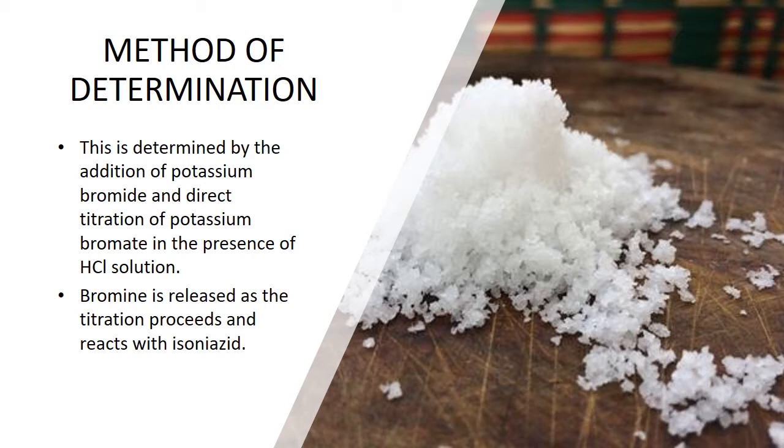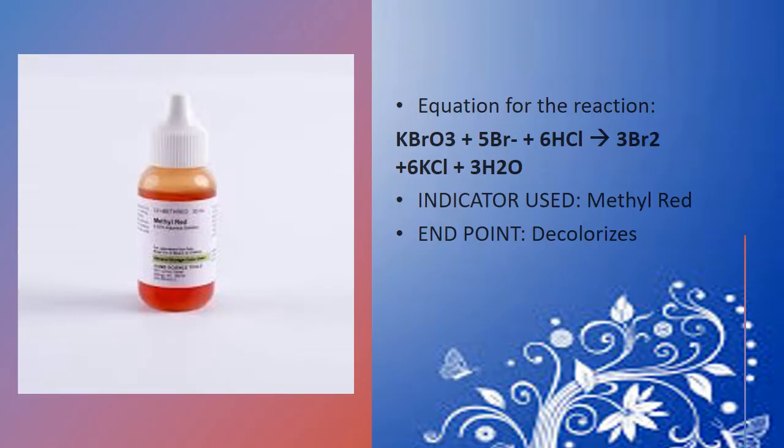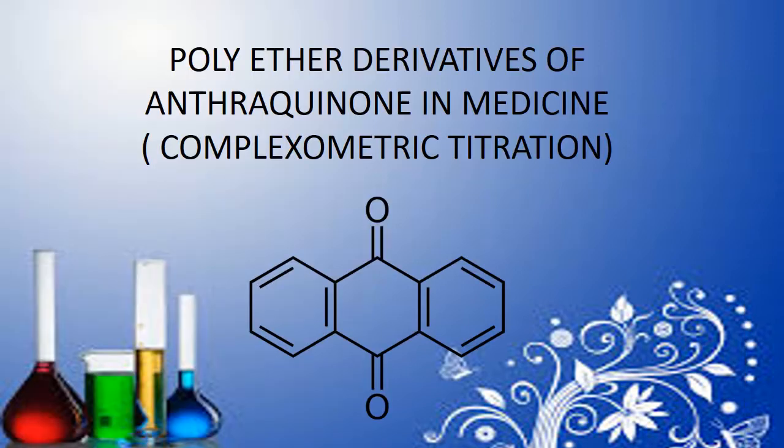So it is determined by the addition of potassium bromide and the direct titration of potassium bromate in the presence of HCl solution. At the end of titration, bromine is released, which further reacts with isoniazid. This is the equation showing the reaction. KBrO3, which means potassium bromate, is reacted with bromide ions in the presence of HCl solution, which produces bromine, potassium chloride and water. The indicator used here is methyl red, and at the end of titration we determine the end point as it decolorizes the solution.